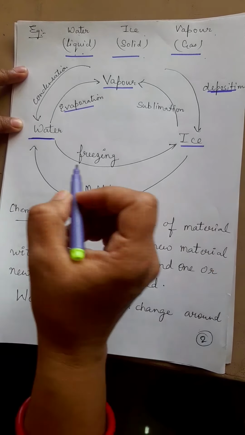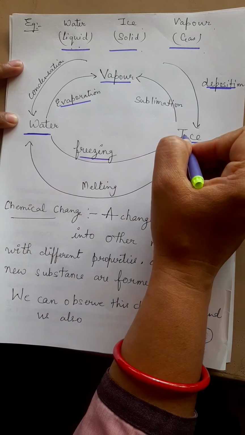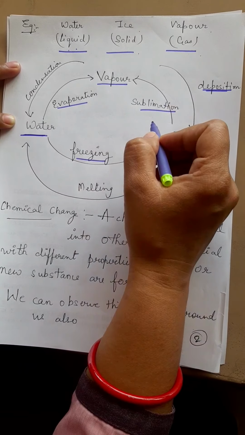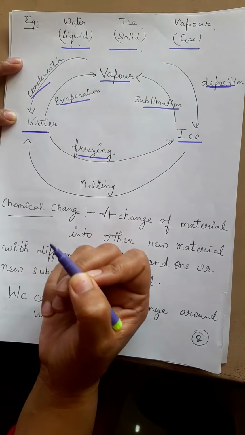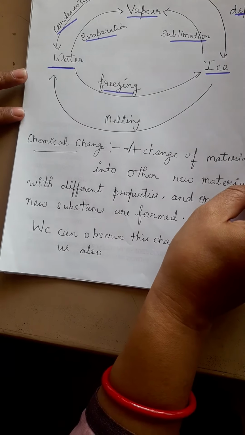Like this we can say, when water converts into ice, it's called freezing. When ice converts into vapor, it's called sublimation. And when vapor converts into water, it's called condensation. This is the example of physical change.